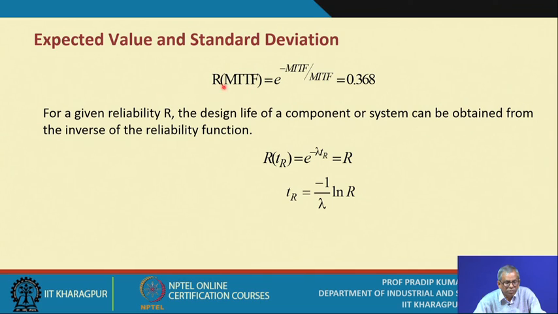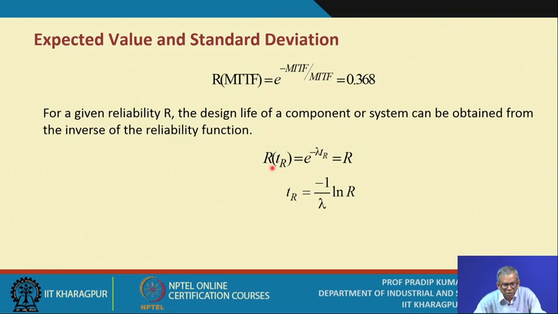So the reliability that it will last for MTTF is equal to e to the power minus 1, which is, say, 0.368. For a given reliability R, the design life of a component or system can be obtained from the inverse of the reliability function. That means this is just an example, 0.368. This sort of data I will get.